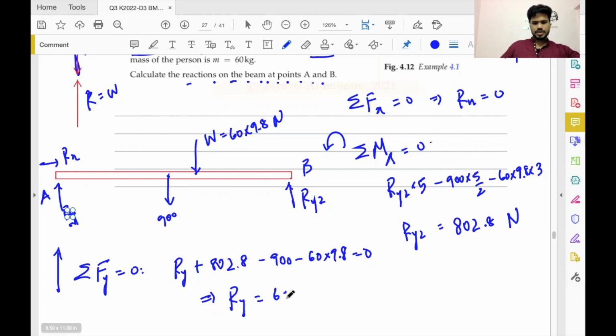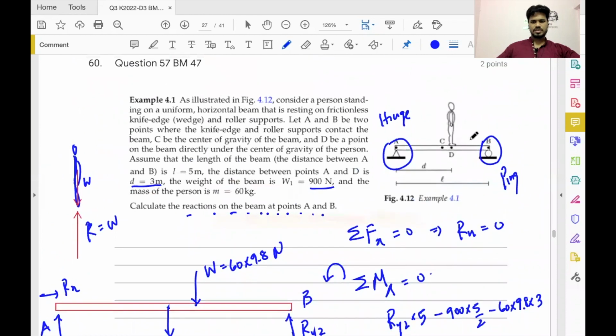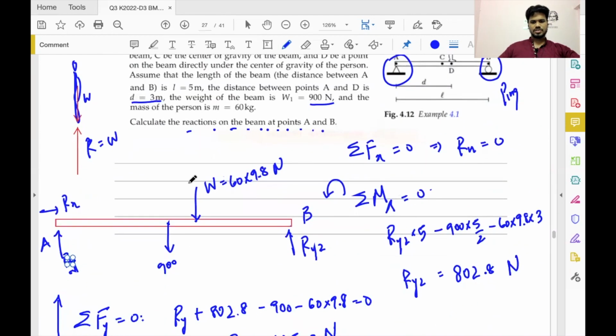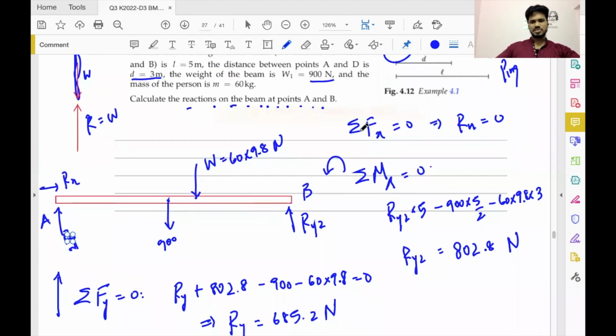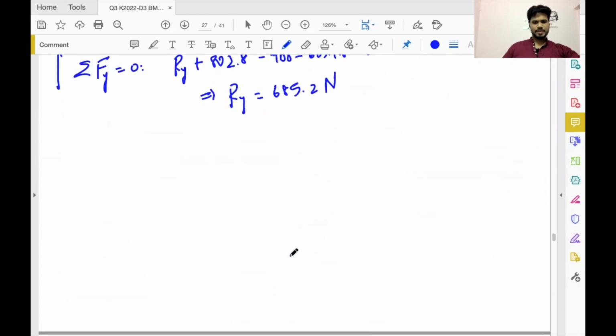Okay, 685.2 newtons. Okay, simple question. So notice, in fact, here we have solved the entire problem starting with free body diagram. We have pretty much 3 unknowns. We know 3 equations of equilibrium: Fx is 0, Fy is 0, moment about any point is 0. We wrote them in a convenient order. Okay, great.